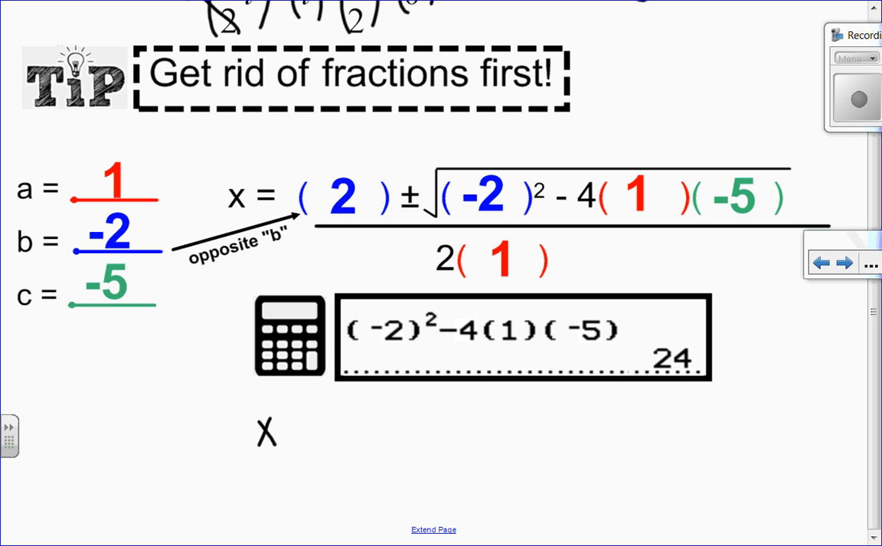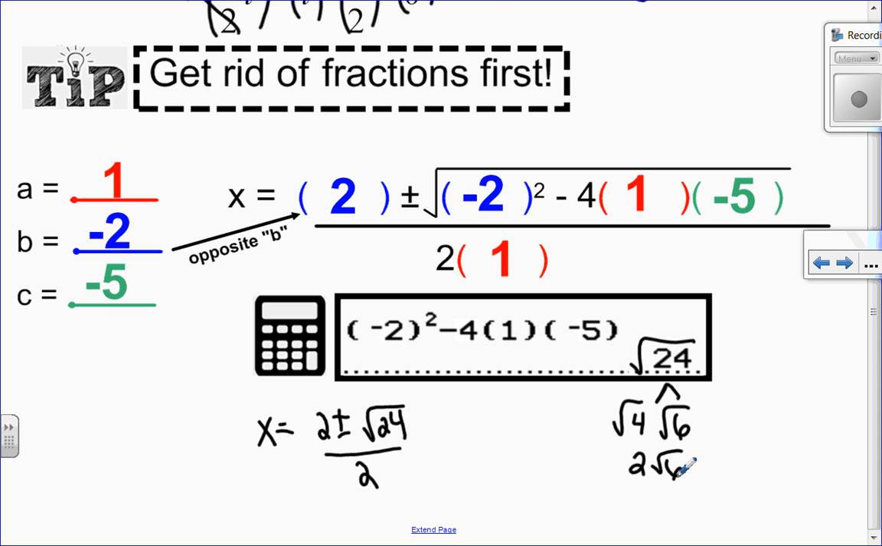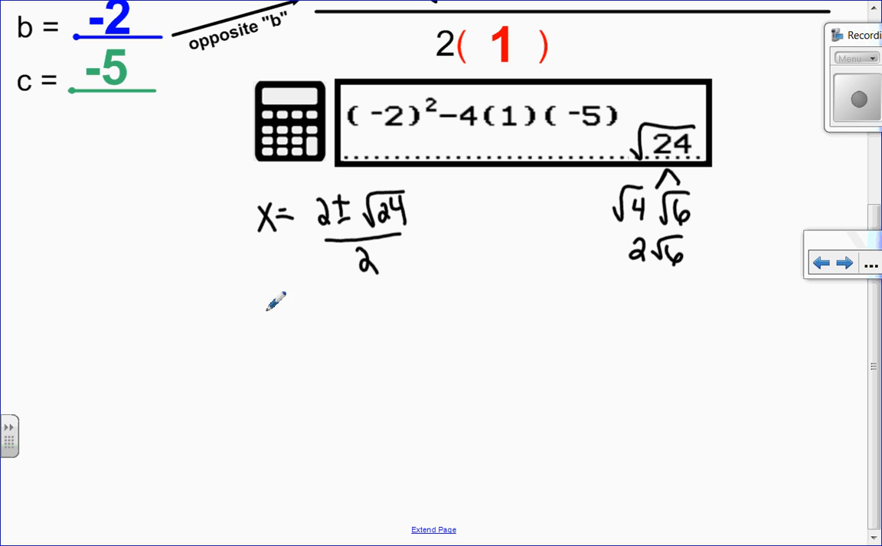So I have x equals 2 plus or minus the root of 24 all over 2. So let's break down 24. I know 24 breaks down into 4 times 6, so the square root of 24 breaks down into the square root of 4 times the square root of 6, which is just 2 root 6. So let's simplify that further. So I have 2 plus or minus 2 root 6 all over 2.